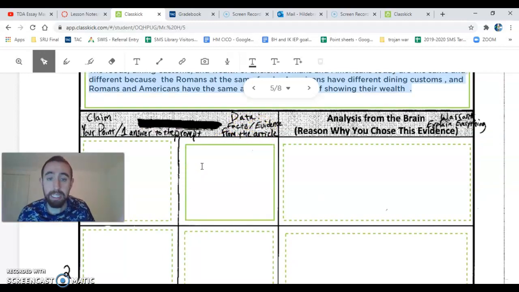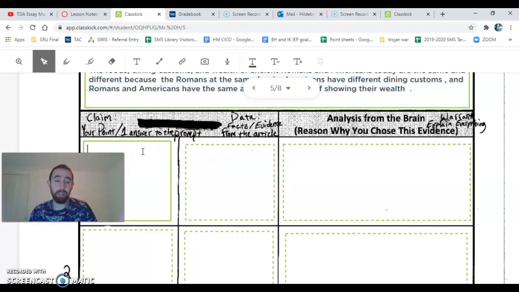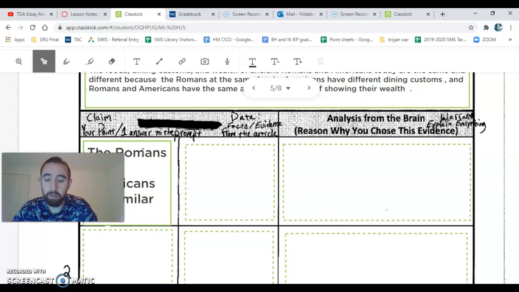Okay, well, what did you see in the article that makes you think that? And then your analysis from your brain, that's the reason why you chose the evidence, is where you explain everything. So, for example, if you want to say the Roman food is the same, okay, say the Romans and Americans ate similar things or similar foods. Now, if you think it's different, that's fine, but different foods. If you think it's both, but similar and different foods.